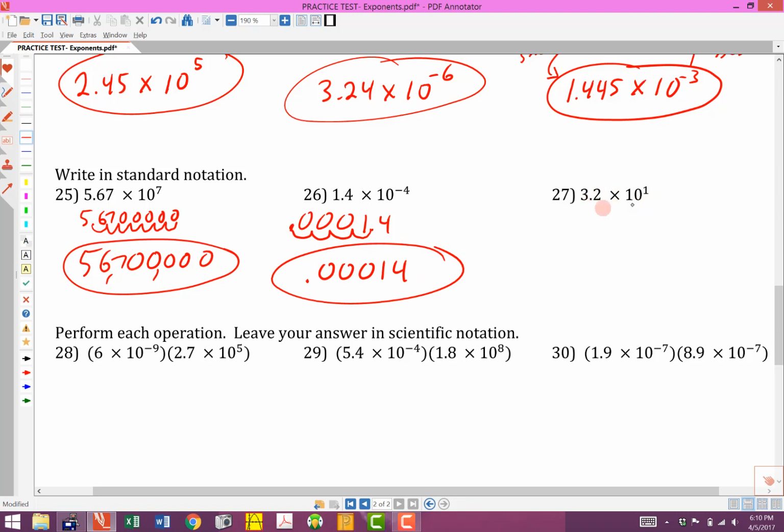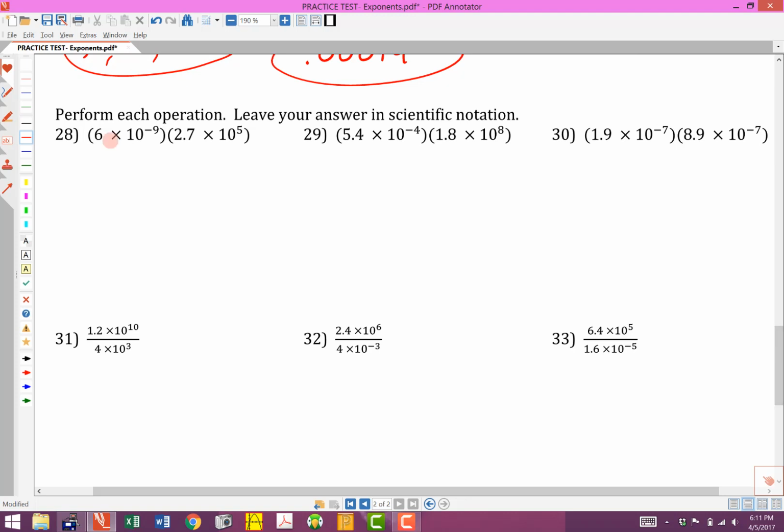And then take a look at this one. This one's kind of unique. 3.2, all we have to do is move this. This is positive, so 1 unit to the right. So we're going to go over 1 unit. The answer on that problem is 32. Okay, little unusual, but that happens occasionally.